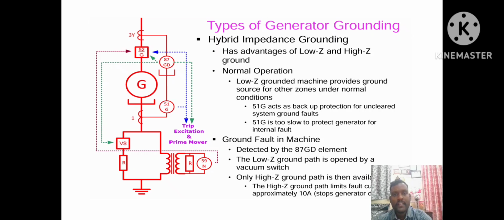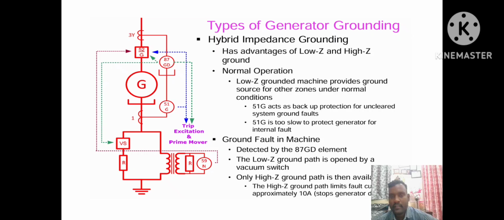One more thing is the type of generator grounding. In types of generator grounding there is hybrid impedance. In hybrid impedance, in both sections, you can check here, this is the neutral side. This is the neutral side and a VS source, R source. And accordingly we can use our protection relay also.